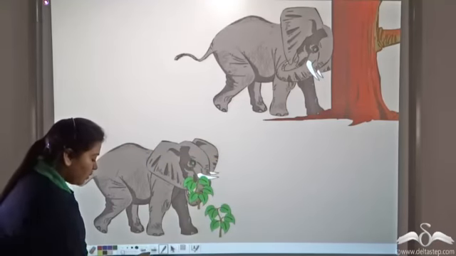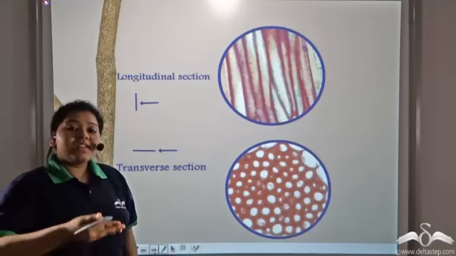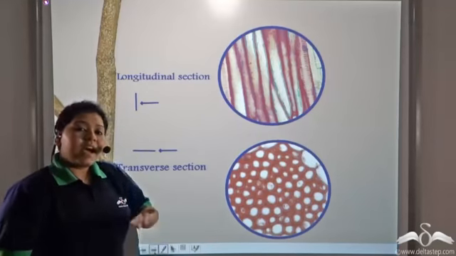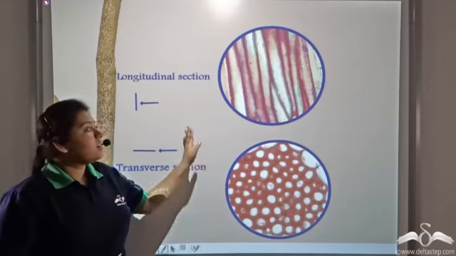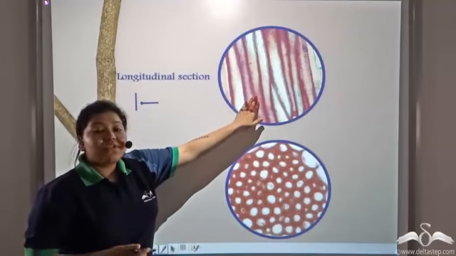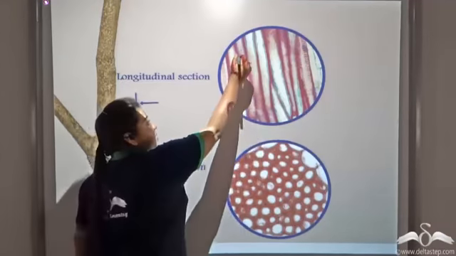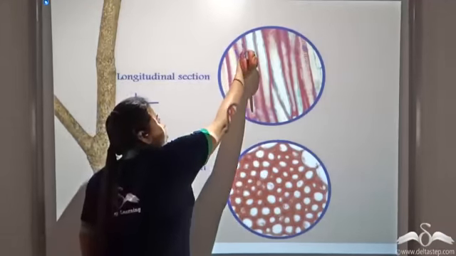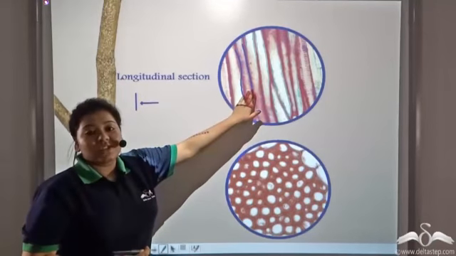So, this is a trunk of a tree. If you cut it longitudinally and transversely and observe the sections under the microscope, this is what you'll see. When you cut it longitudinally, you'll see cells that are long and elongated. See, all the cells are long in nature.